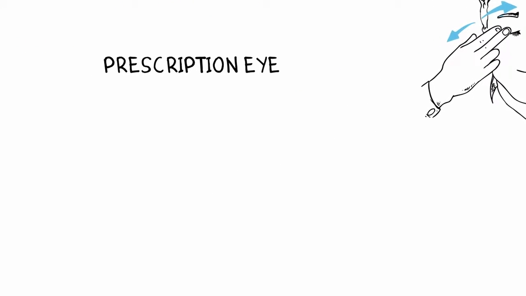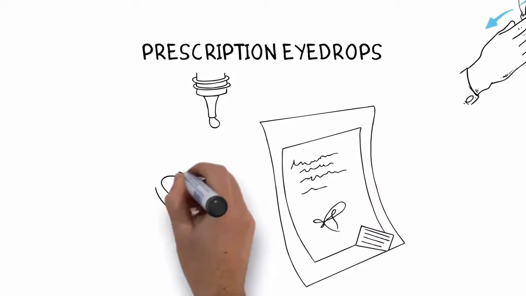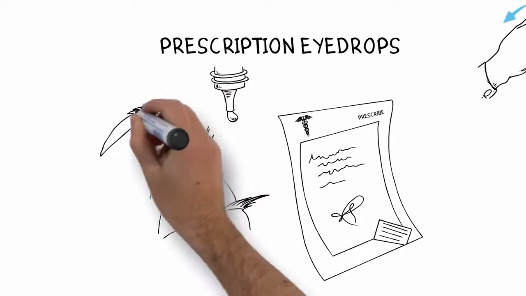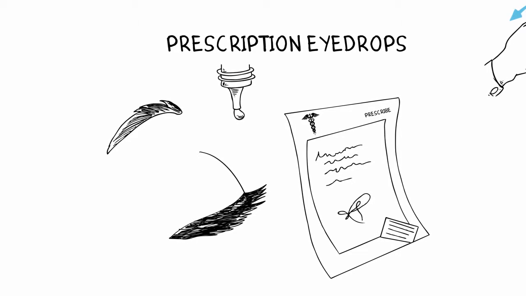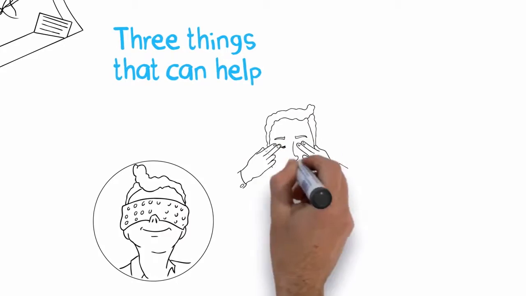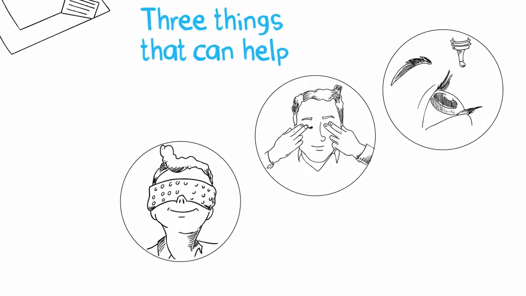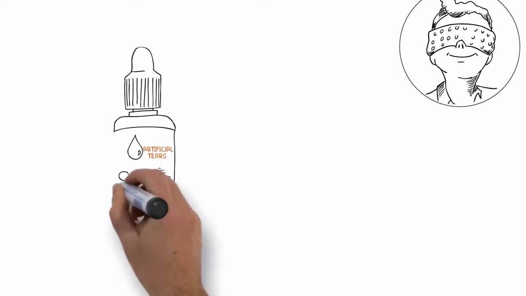Sometimes, prescription eye drops can help. Your doctor may also prescribe a medication to use along the lid margins after the lid scrubs. Again, do this with the eyes closed, but don't worry if it gets in the eye. So there it is, three things that can help your eyes feel better, and they can help keep your blepharitis under control.